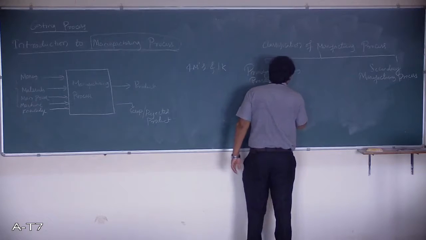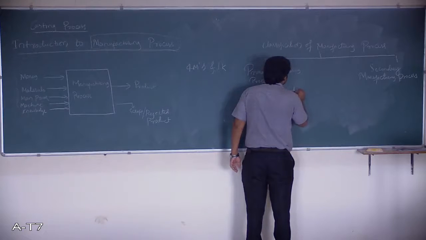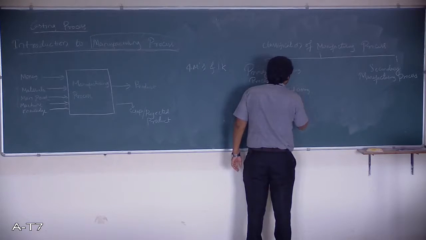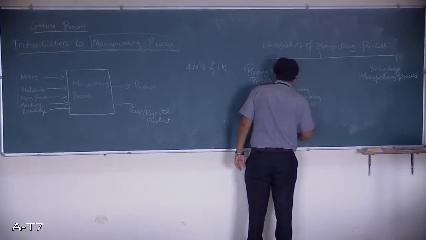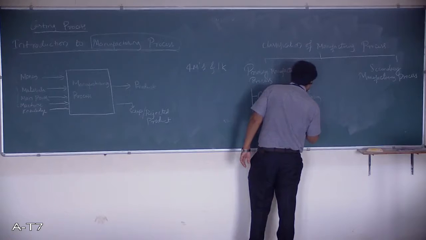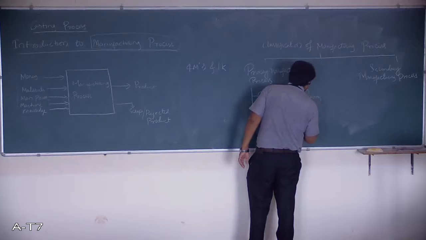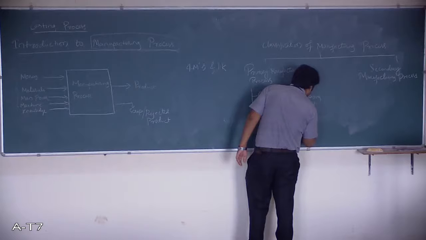Again we have a number of components over here: sand casting, investment casting, die casting, etc. In metal forming, we have forging, rolling, drawing, extrusion, etc.